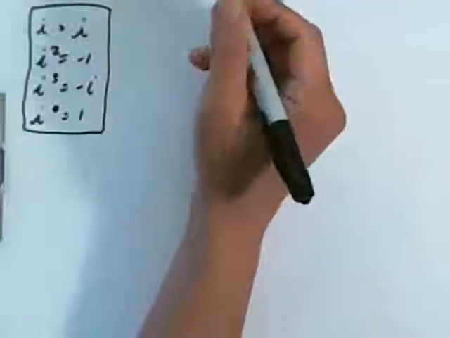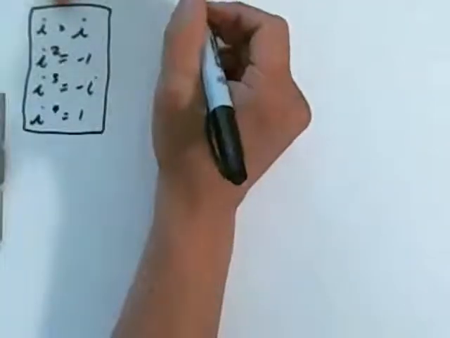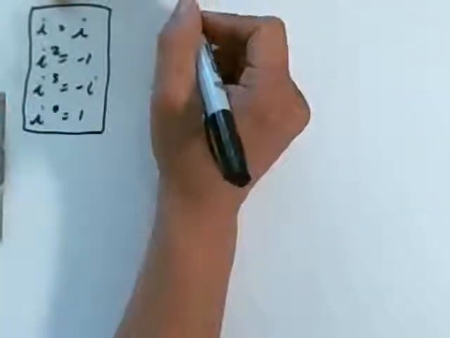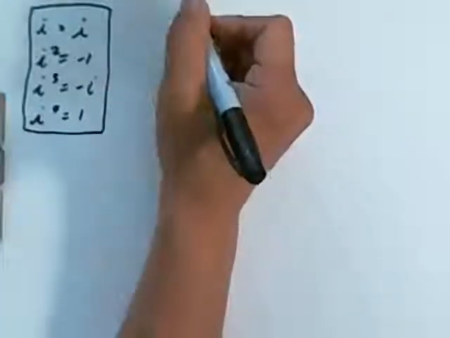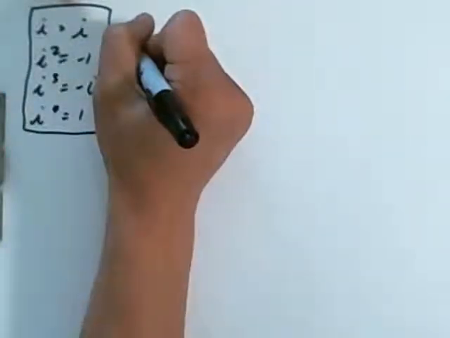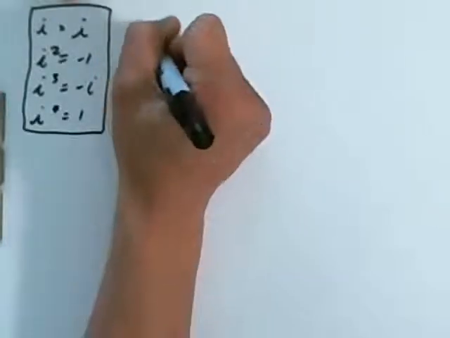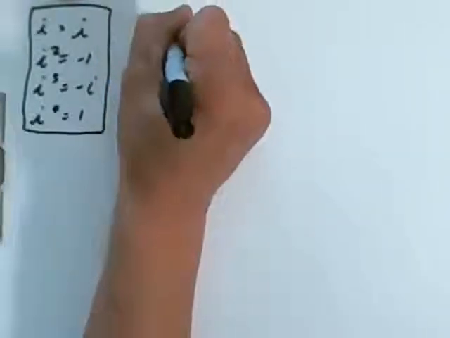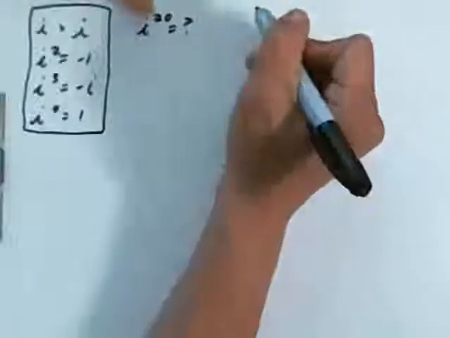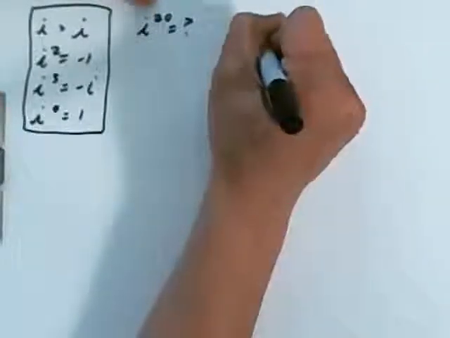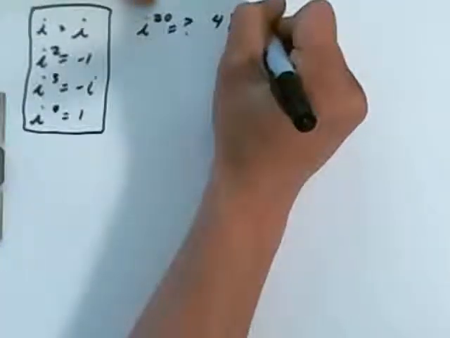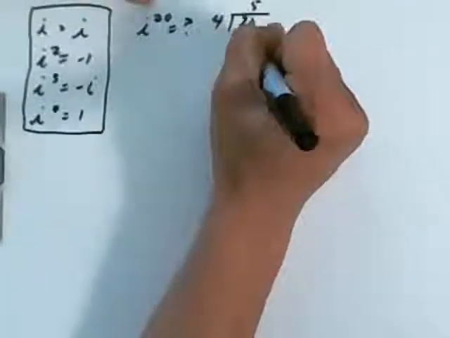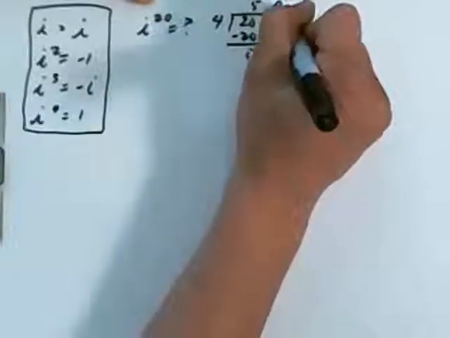So, let's do an example 5. I don't like the way the book does it. It's a little bit hard to understand. So I'm going to write it this way. I to the 20th is equal to what? Well, the way I'm going to do it, I'm going to see how 4 goes into 20. It repeats every 4 times. So it goes into it 5 times. Minus 20, 0, the remainder is 0.